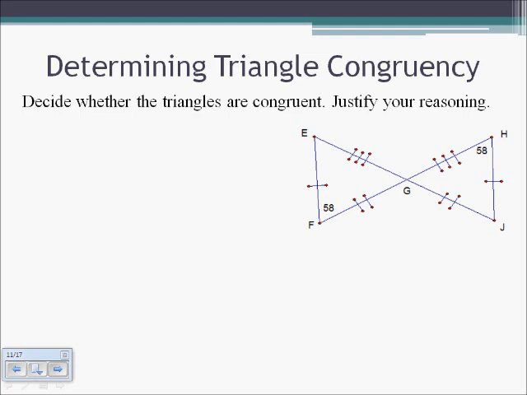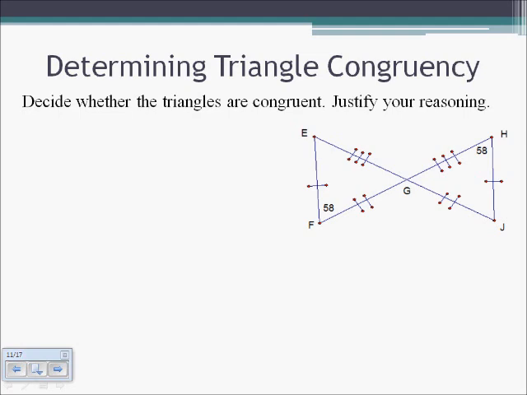Alright, determining triangle congruency. Decide whether the triangles are congruent. Justify your reasoning. Is triangle EFG congruent to triangle GHJ? Remember, what does it mean to be congruent? It means that all the corresponding angles and all the corresponding sides are congruent.